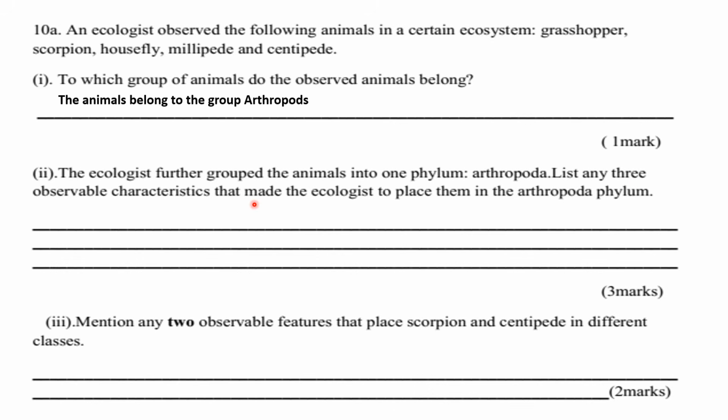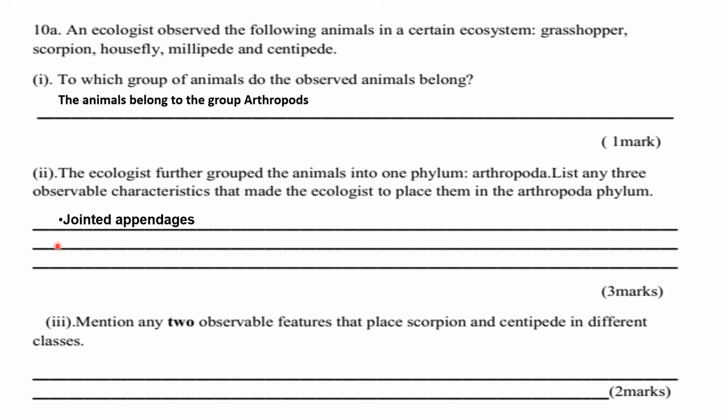List 3 observable characteristics that make the ecologist place them in the Arthropoda phylum. So the Arthropoda phylum consists of all animals with jointed legs and exoskeletons, such as insects, spiders, crabs, and the others. So list any 3 observable characteristics among these.